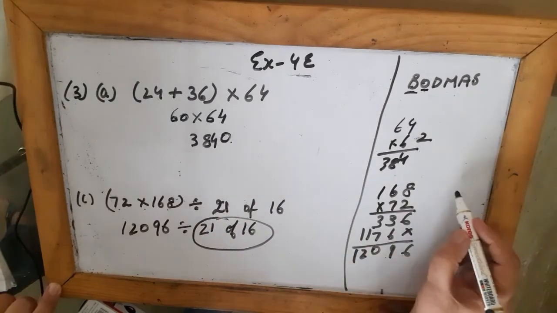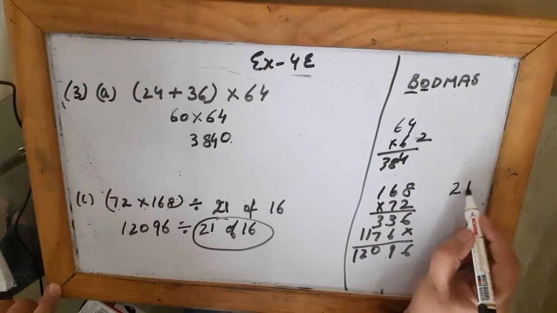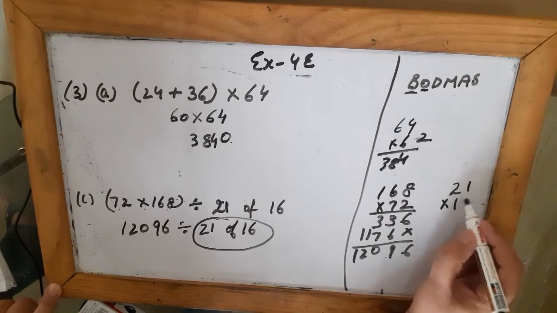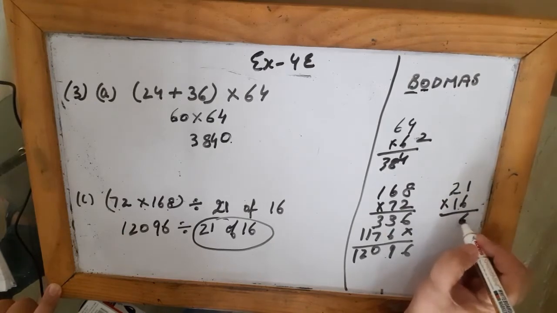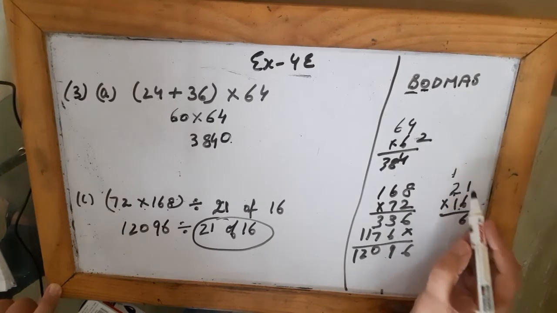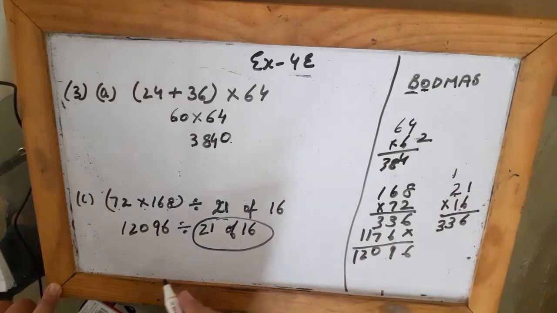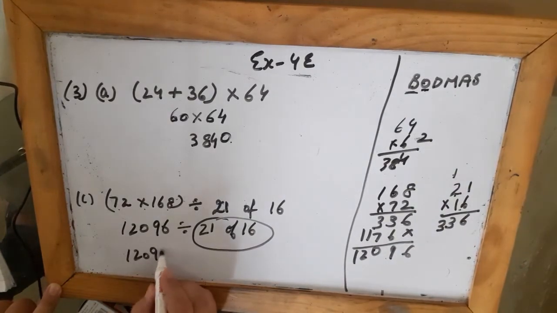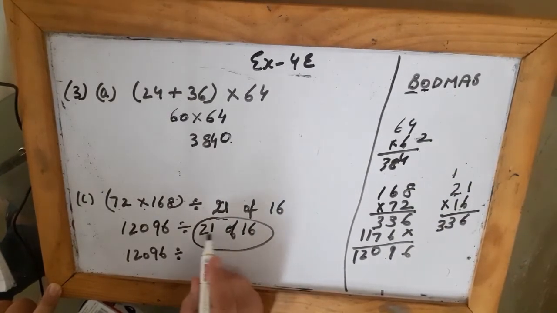So 21 of 16, and what do you mean by of? That you have to multiply. 16 ones are 16, 16 twos are 32, and 1 is 33. So what's the answer of this? These two, 21 of 16 is 336.